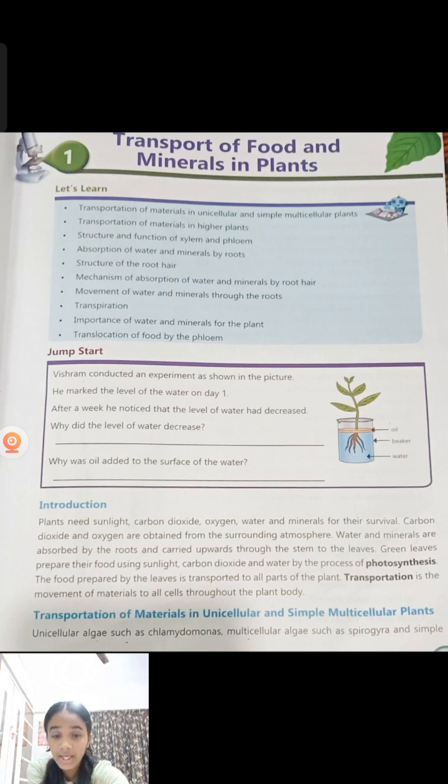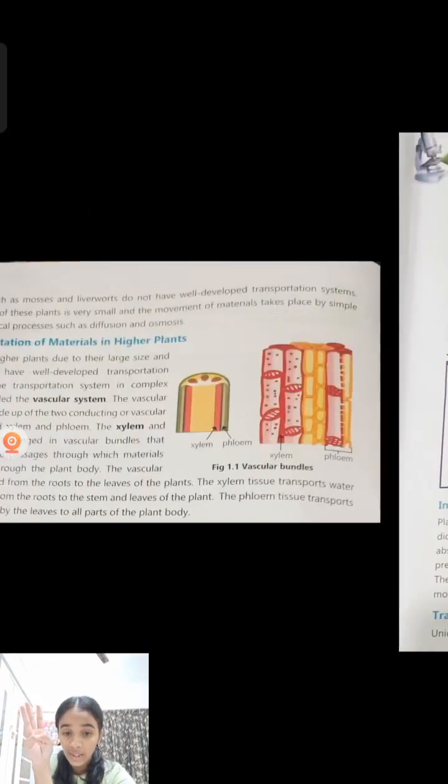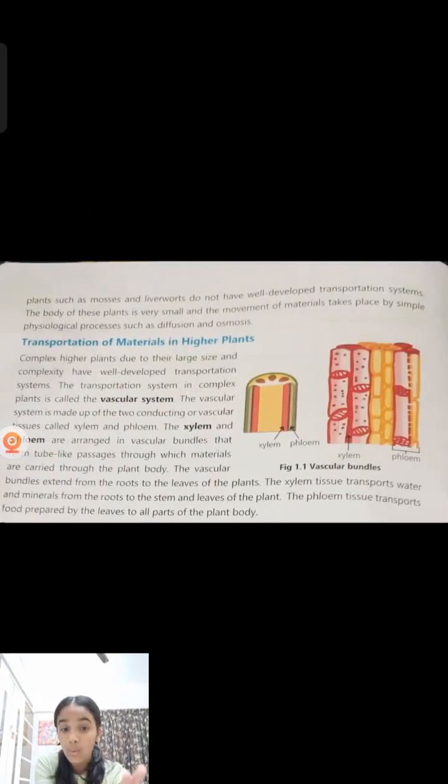Now, question number 5. Which algae and plants do not have a well-developed transportation system? The answer is, unicellular algae such as Chlamydomonas, multicellular algae such as Spirogyra, and simple plants such as mosses and liverworts do not have a well-developed transportation system.